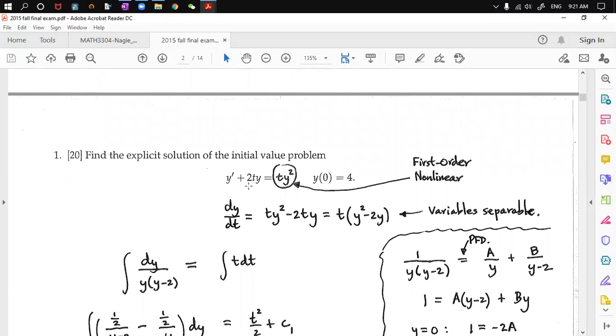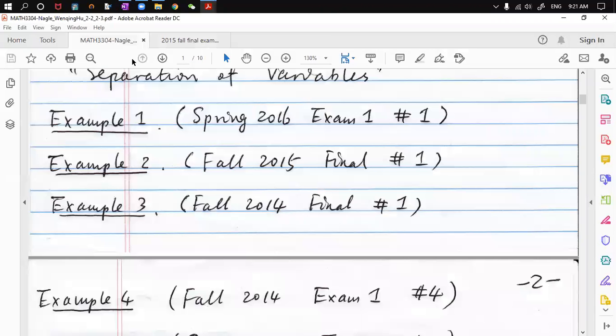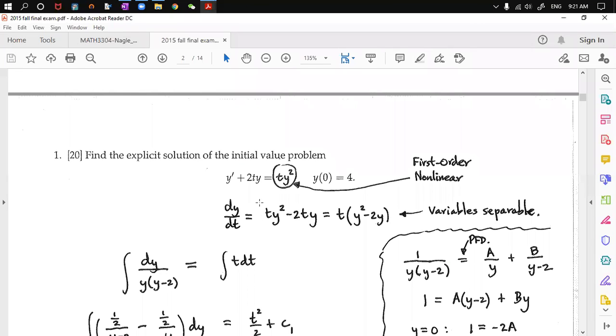Now let's look at the first problem, problem number 1. So this one says: find the explicit solution of the initial value problem. So an explicit solution of the initial value problem.